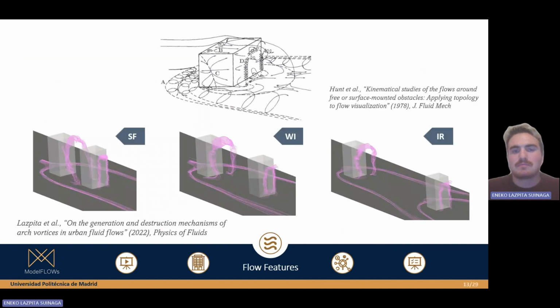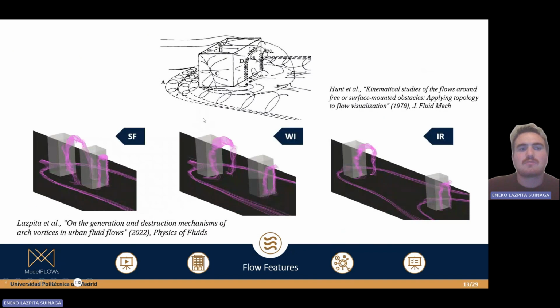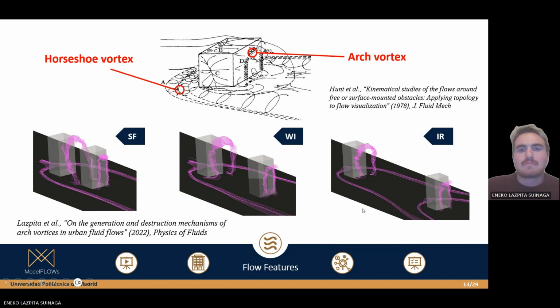Also, focusing on different studies, we can see that our different simulations have this kind of arch vortices that will be the main topic of our talk, but also the horseshoe vortex that appears at the bottom of the buildings, that may help us identify different flow features or characteristics of the flow.